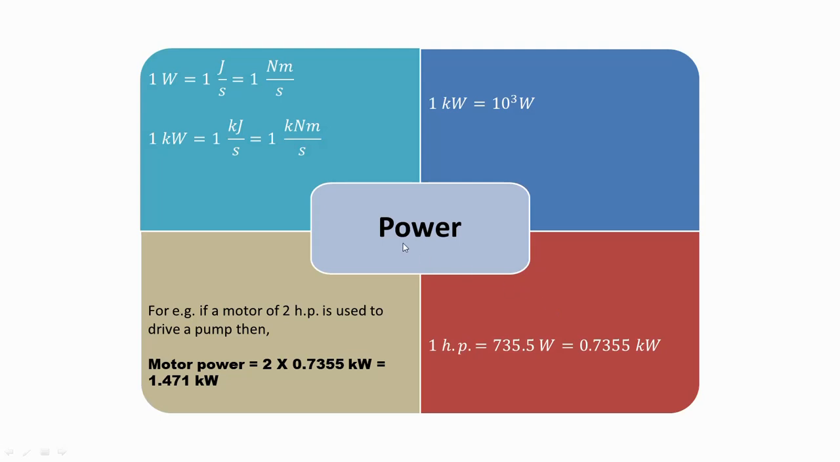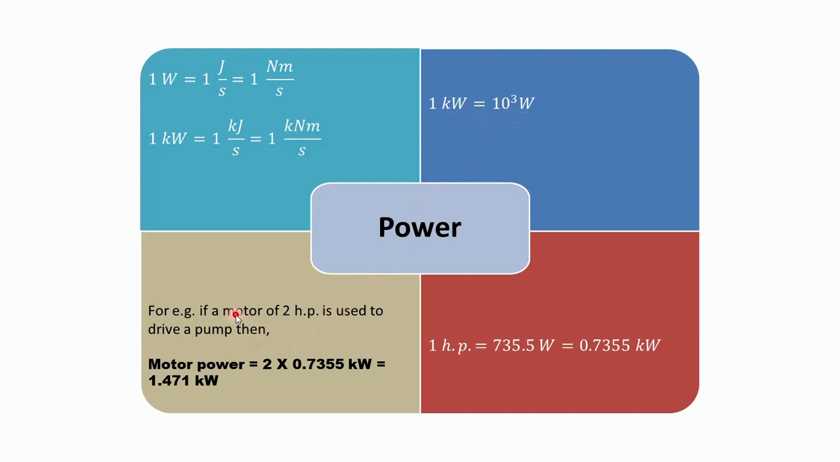Important part is the units of power. 1 watt is 1 joule per second. Joule is Newton meter, so it is as good as Newton meter per second. Similarly, 1 kilowatt is 1 kilojoule per second. So kilo as it is, in place of joule we have to substitute Newton meter. So it is 1 kilonewton meter per second. 1 kilowatt is 1000 watt.